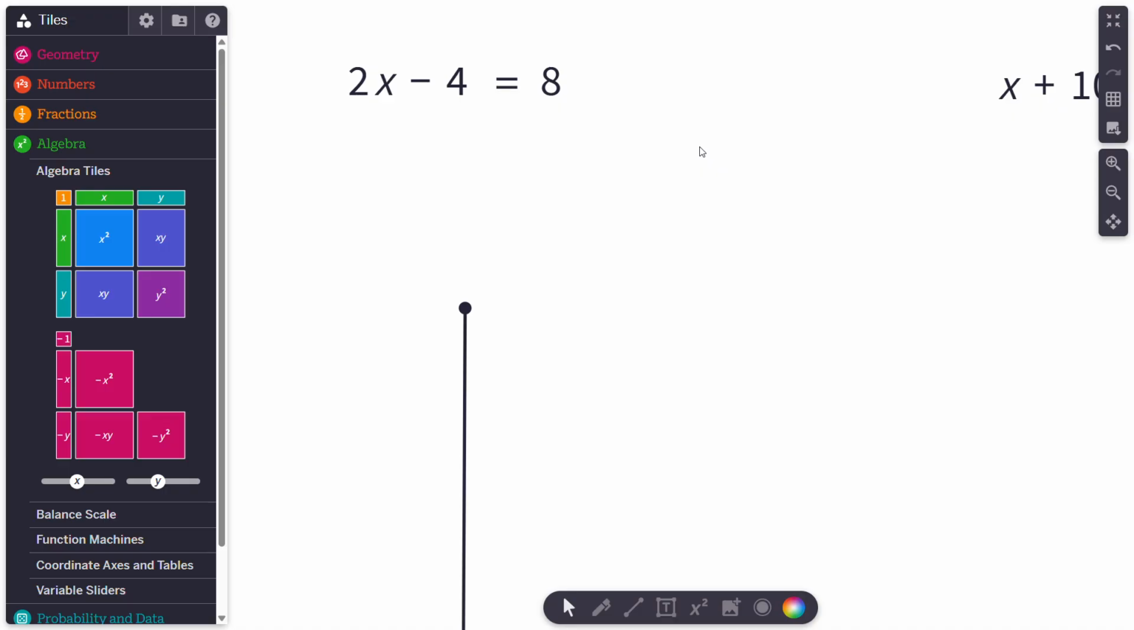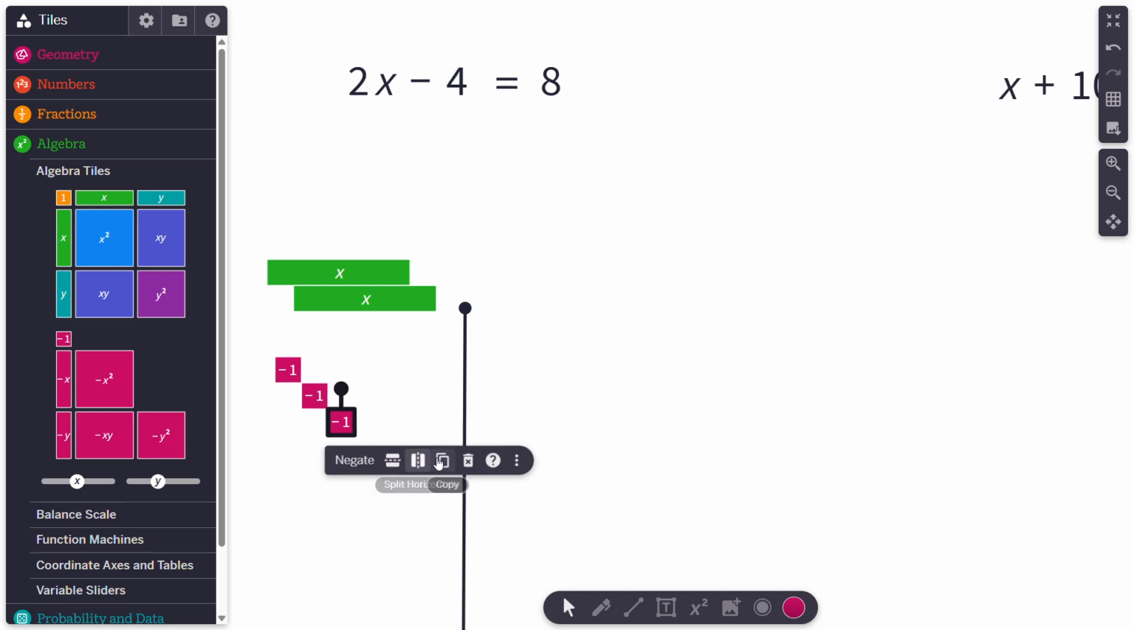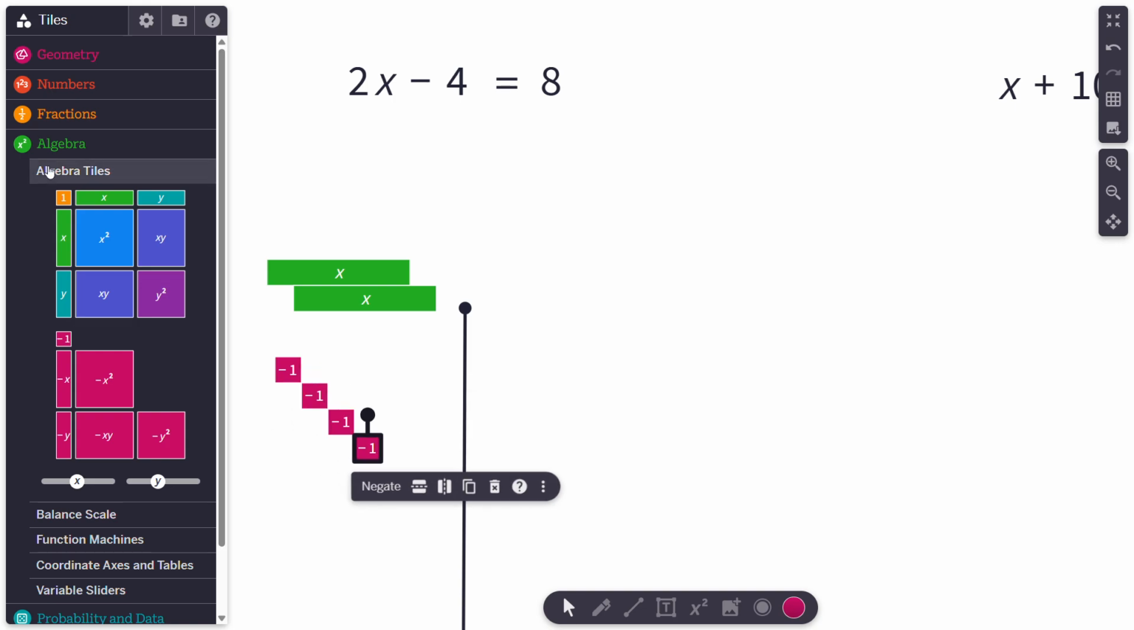So for the first one, we're going to start with the first one. For each side, you want to model the equation with the tiles. So we have 2x minus 4. So we're going to go like this. We got 2x and then minus 4, so use the minus ones. 4, perfect. And over here we have 8.